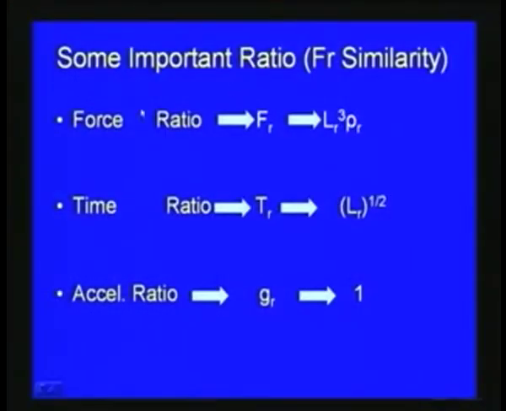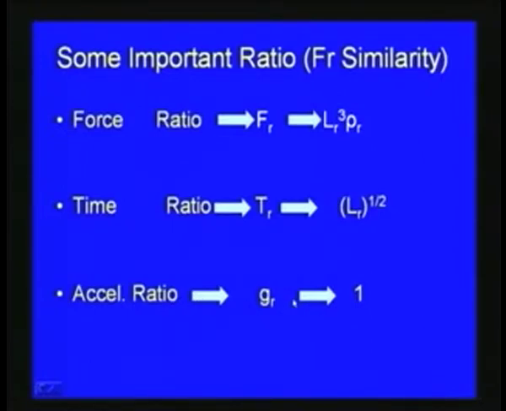So, the next slide shows how we can utilize it here. Using the Froude model similarity, the force ratio we can write as Fr corresponding to Lr cubed rho r, where L is the characteristic length, rho is the density, and r is the scale ratio. So, time with respect to Froude similarity law, we can write Tr corresponding to Lr to the power 1 by 2, or square root of Lr.